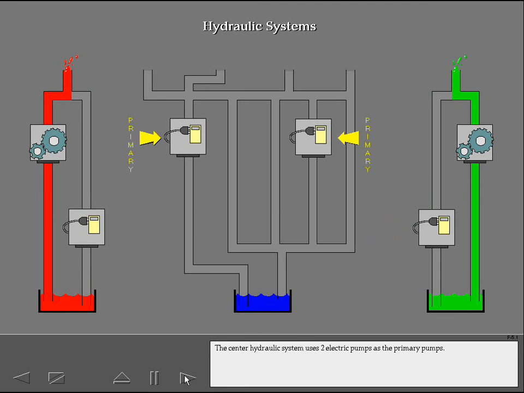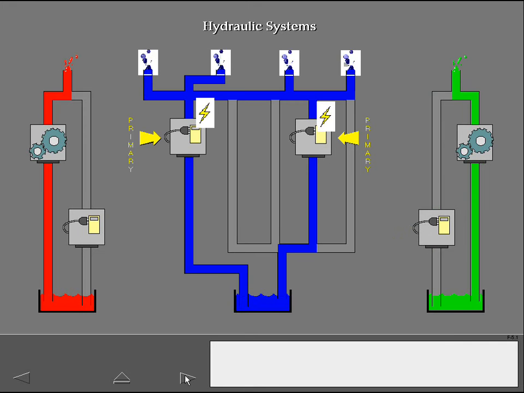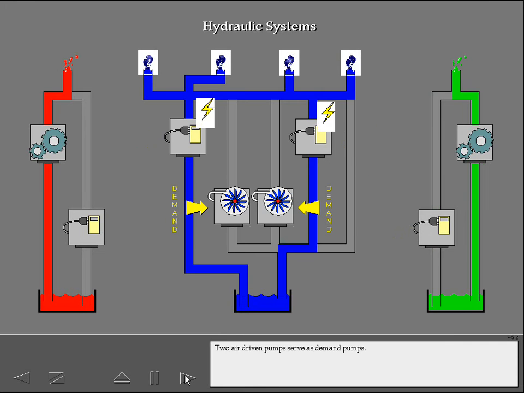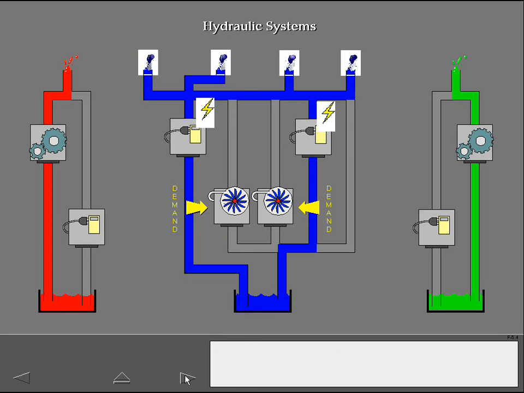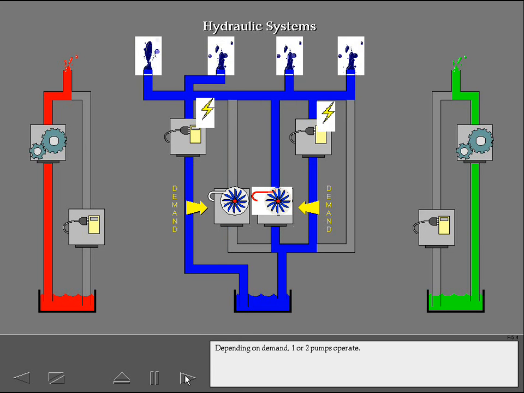The center hydraulic system uses 2 electric pumps as the primary pumps. 2 air-driven pumps serve as demand pumps. The air pumps are powered by bleed air. Depending on demand, 1 or 2 pumps operate.